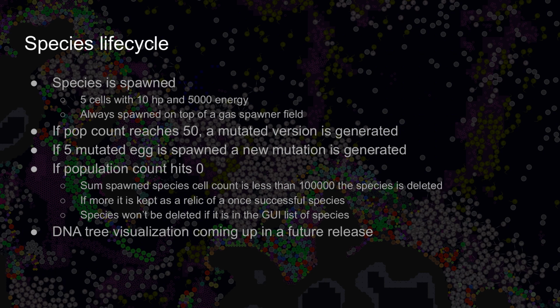After a few new cells of the mutated species are spawned, and the original species still has a population count over 50, a new mutation is generated from the original species. This goes on until the population count of the original species dwindles, it gets outcompeted. If more than 100,000 cells belonging to the original species were born, or the species is in the GUI list of species, it won't be deleted from the DNA tree of species. In a future release, I want to add visualization of the DNA evolution tree. This will have more impact in that release.